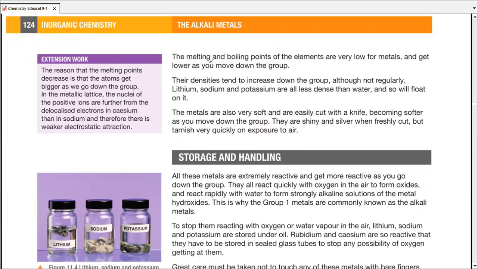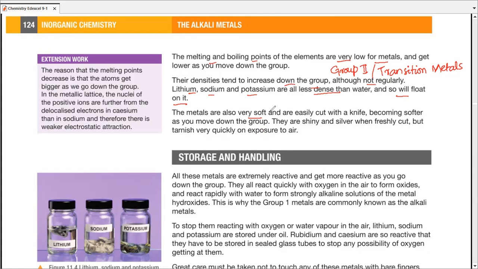You'll also notice that the melting and boiling points are very low for metals. If you compare them with other metals such as group 2 metals, or transition metals, you'd notice that group 1 has very low boiling points, very low melting points, and very low densities as well. The densities tend to increase down the group, although not regularly. Lithium, sodium, and potassium are less dense than water, so they will float on water. The rest can actually sink in the water.